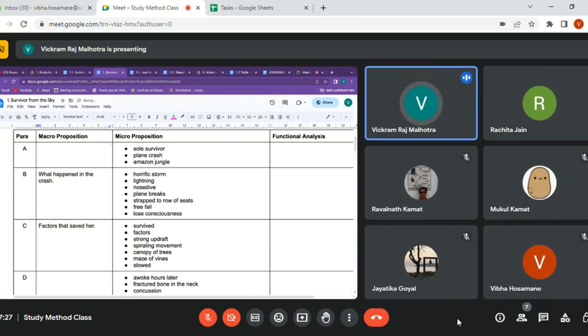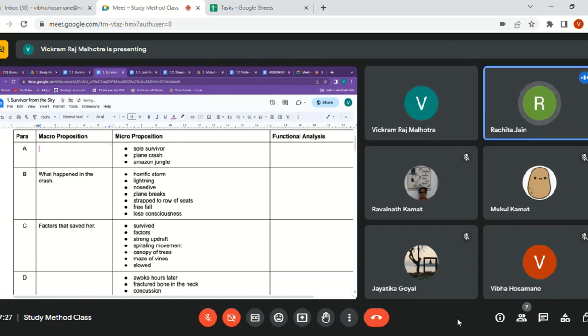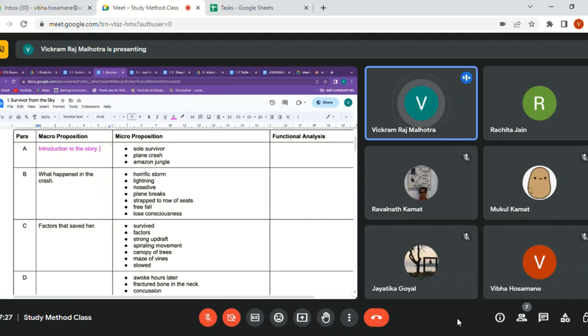So how would you explain to somebody, when he asked, what is paragraph A about? It's about Julianne surviving it. Yes. So can I say it is an introduction? Yeah. To the story. Right? Yeah. Okay. Mukul, can you answer your own question?